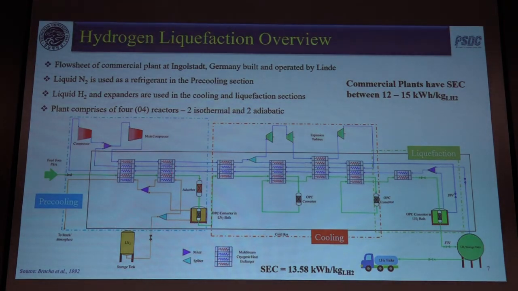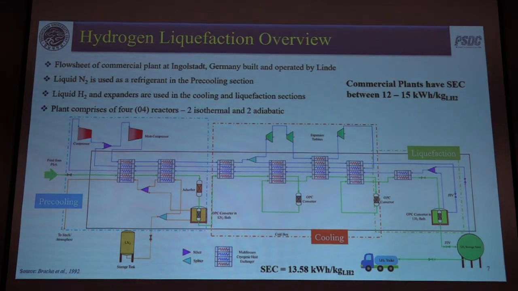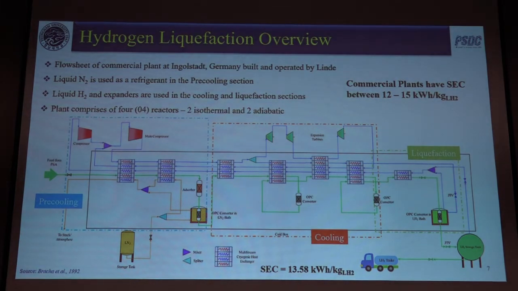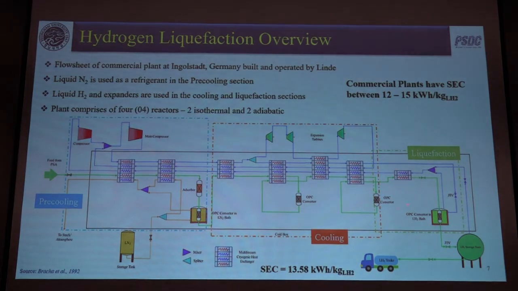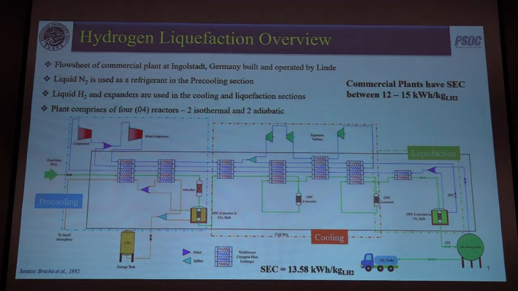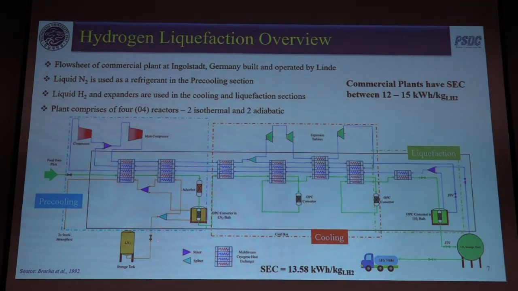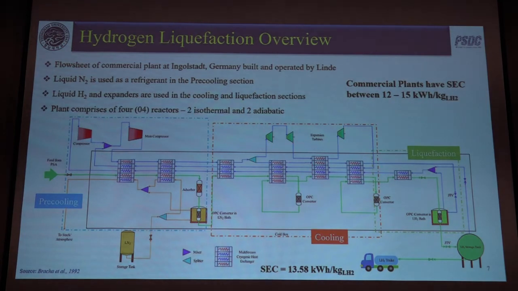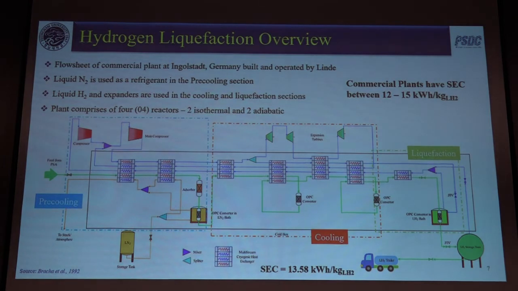The first phase brings it down to minus 195 degrees Celsius using liquid nitrogen. Then the second phase uses these 4 cryogenic exchangers, and we bring it down to minus 243. And then from here, we go down to minus 251.8 degrees Celsius, which is the boiling point of hydrogen. Apart from all this, we use liquid nitrogen as a refrigerant in the first cycle, but in the later sector, we use either expanders or the liquid hydrogen itself as a refrigerant.